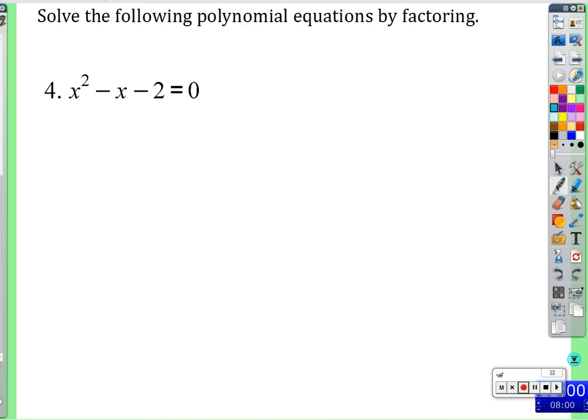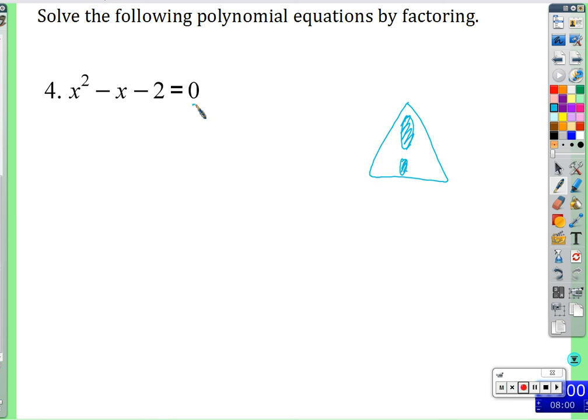We're going to solve the following polynomial equation by factoring. What's the secret hidden step number one we always want to make sure of before we even start? What was the very important thing that I said, Danielle? One side equals zero. Very, very good. It's very important that one side equals zero. That is done. One side does equal zero. There it is, zero. So what next?